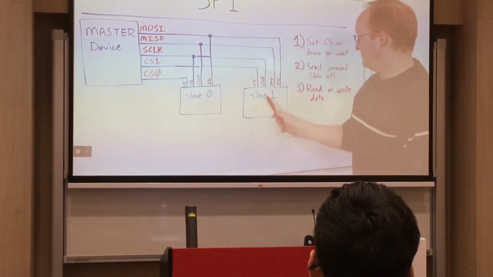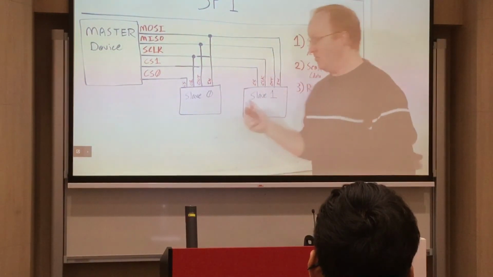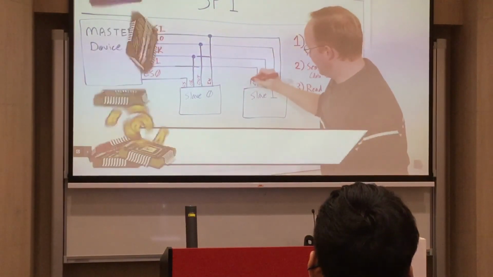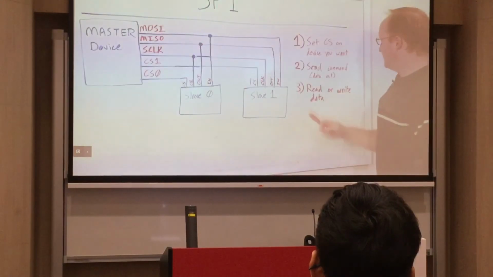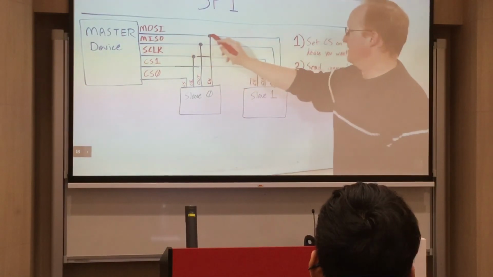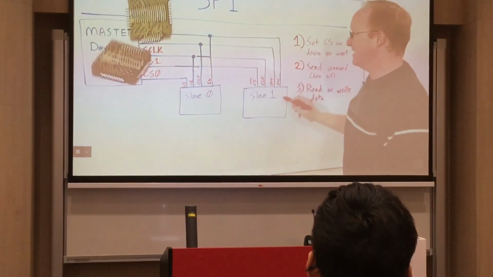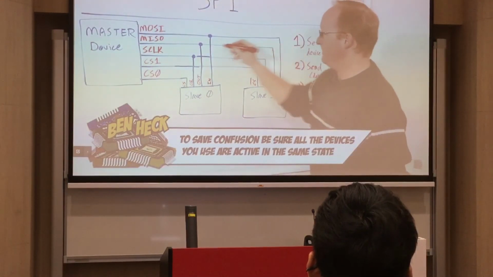So let's say you want to talk to this device, slave 1, and let's say slave 1 is active low. You set its chip select line to low, and this other one will be high, which means you're talking to this guy, and this guy isn't going to be doing anything. After you do the chip select, you send a command, so you would clock that out, master out, slave in, comes out of the master into the slave. The slave will also send you back some bytes.